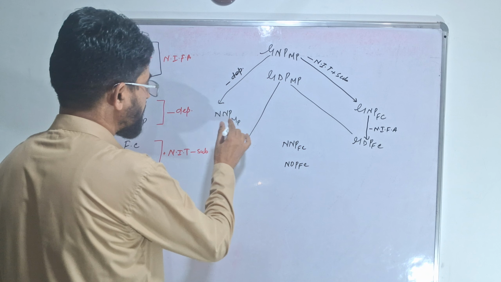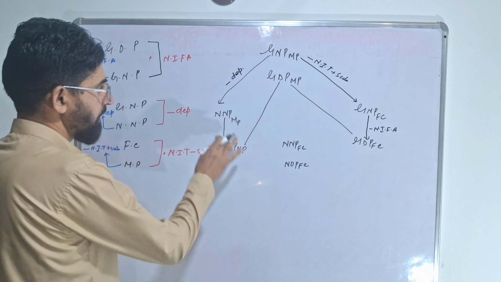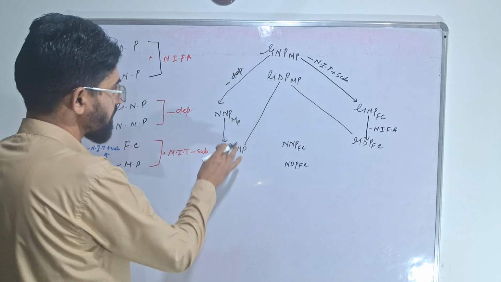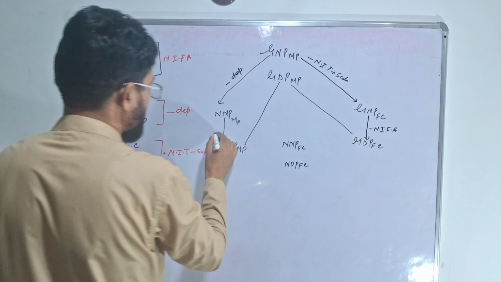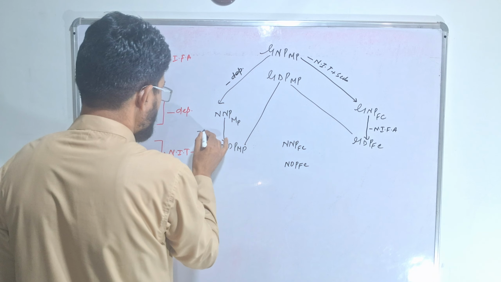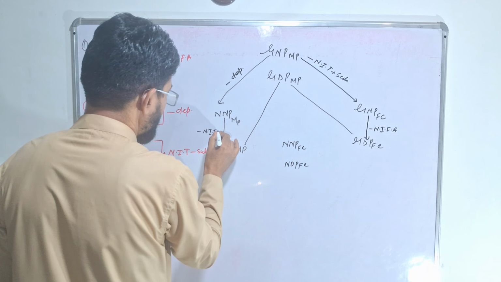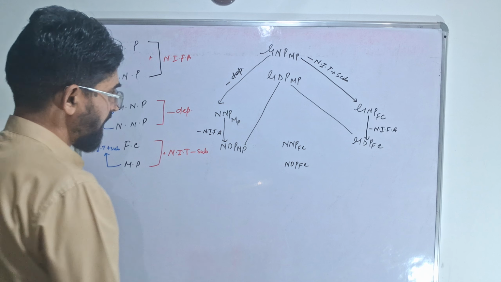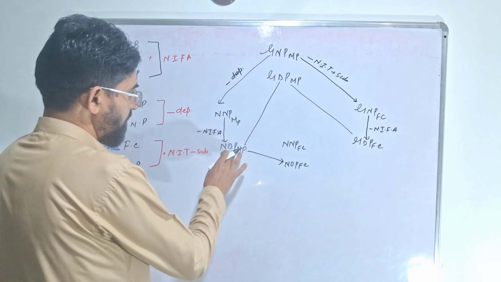Here is net national product at market price. Here is net domestic product at market price. Here is national, here is domestic. From national to domestic, we have to subtract. Here I will write minus net income from abroad. Then we will get net domestic product at market price.